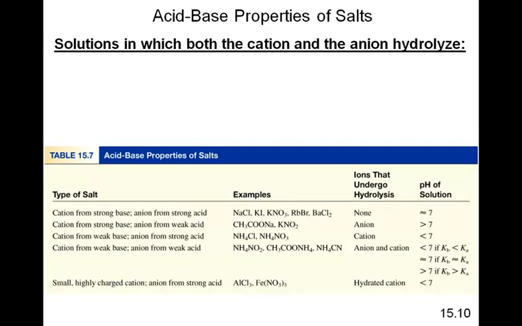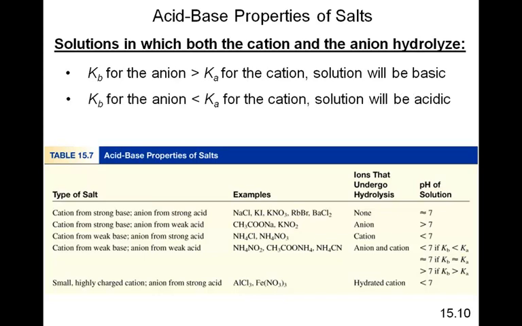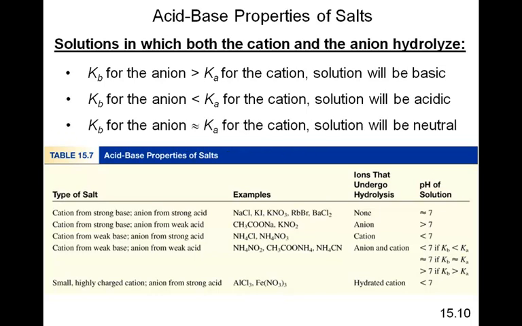Solutions in which both the cation and the anion hydrolyze. Well, if the Kb for the anion is greater than the Ka for the cation, then the solution is basic. If the Kb for the anion is less than the Ka for the cation, then the solution is acidic. And if the Kb and the Ka are about the same, then the solution is about neutral.